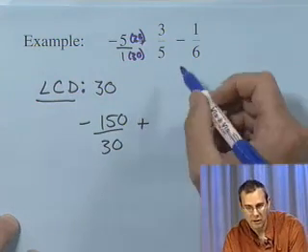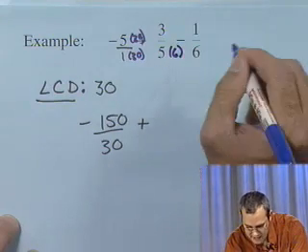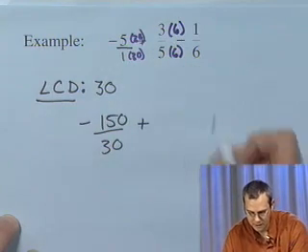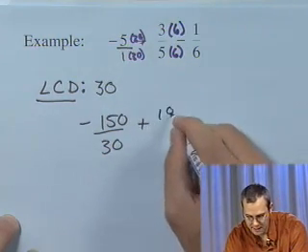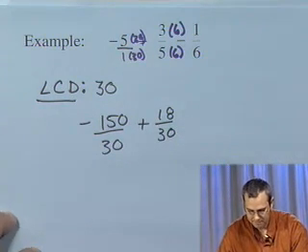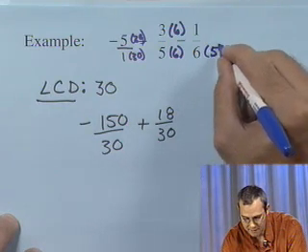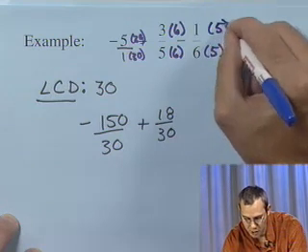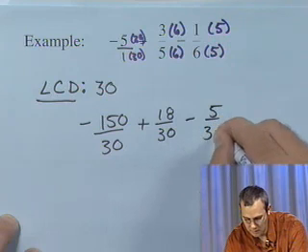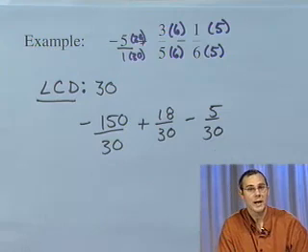Now I'll go ahead and change the next one to 30ths. So I need to multiply that by a 6 down there to get 30. And then I better multiply the top by a 6. 3 times 6 is 18. 30ths. And then finally, I need a 30 in this denominator here. So I need to multiply it by 5. And I need to multiply the numerator by 5. And now I'm ready. Now all my denominators are the same. Now I can combine.